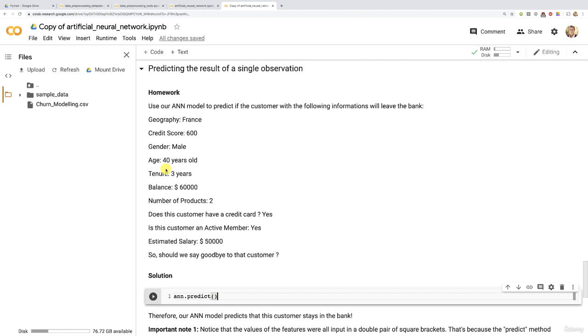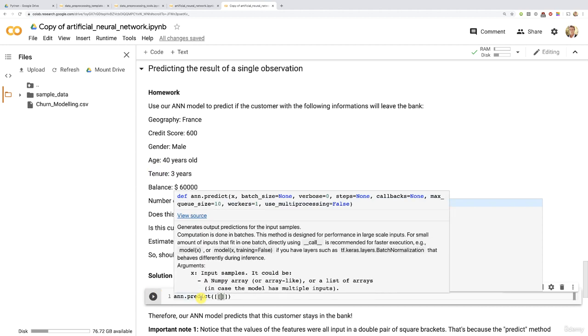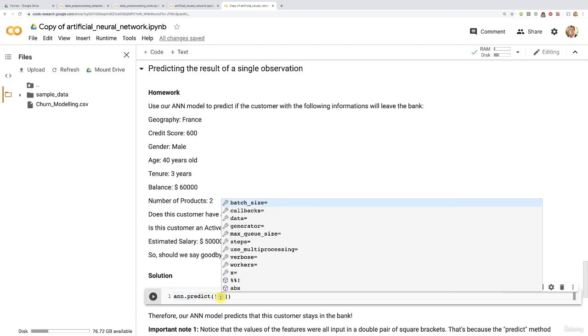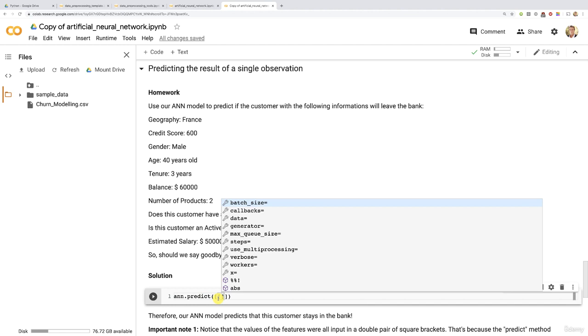Let's start with the most essential one, which is the double pair of square brackets. It's very important to remember that any input of the predict method must be a 2D array, whether it is the test set to predict an ensemble of outcomes for an ensemble of observations, or whether it is a single prediction. Anything has to be in a double pair of square brackets, which therefore makes a 2D array. Basically, the format expected by the predict method is always a 2D array. Okay, so that was the first thing.